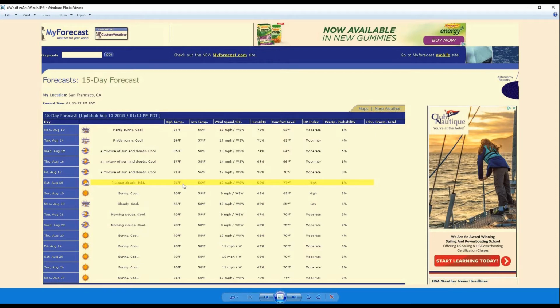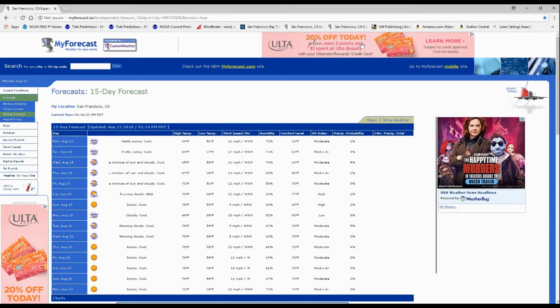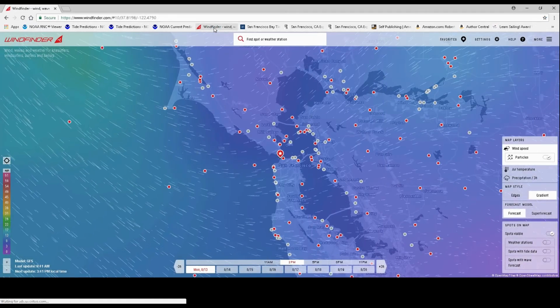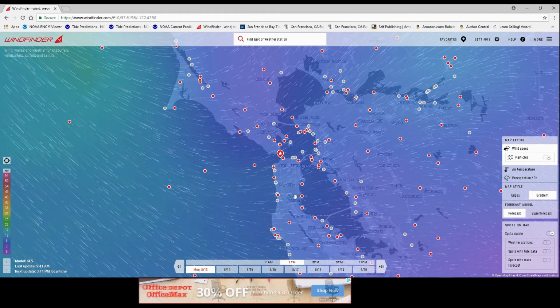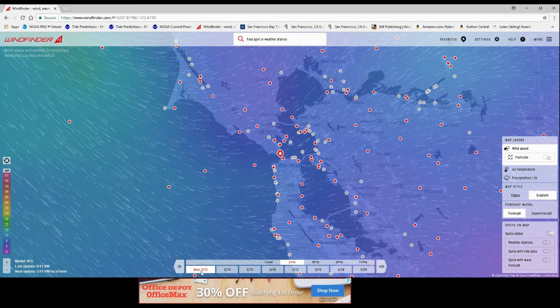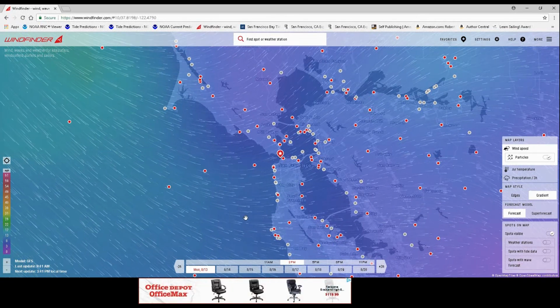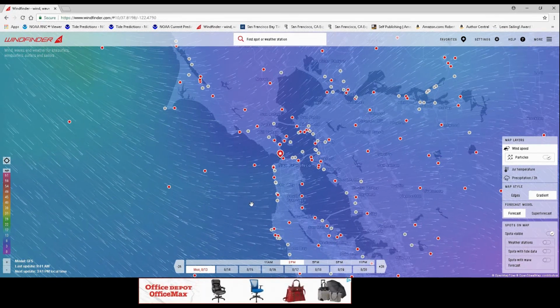But for the winds, to actually zero in on what the winds are doing, I like using an app called Wind Finder. Wind Finder has a much greater focus on what's happening with the winds out on the bay. So for Wind Finder, let's bring up our Wind Finder app. And again, I have this program set to the Bay Area. This is in real time. Today's Monday, 8/13, and this is what the winds are doing right now on the bay.